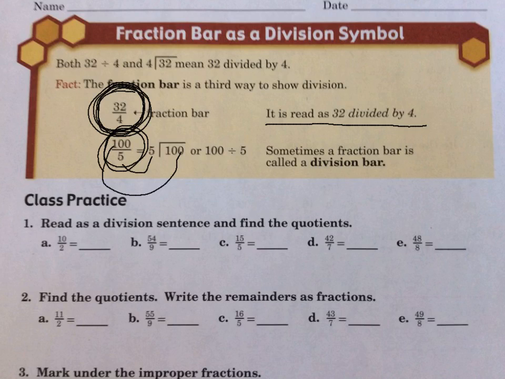As we look at the class practice, it says to read as a division sentence and find the quotients, which is the answer to a division problem. In 1a, they're saying 2 into 10. 2 goes into 10 5 times. B, they're saying 9 into 54, and 9 goes into 54 6 times.